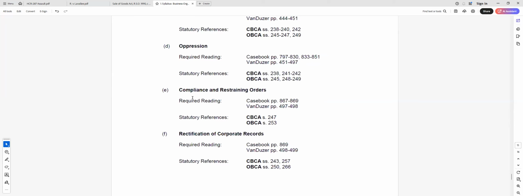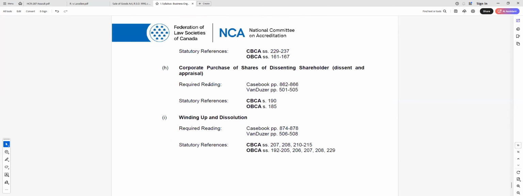What is oppression? Then compliance and restraining orders, how they can get fees. Rectification of corporation record. So if the record is not correct, can they rectify it? And how to do it? And if any problem is going on, how do investigations happen? Internal investigation, external investigation, how it is conducted. That we'll see.